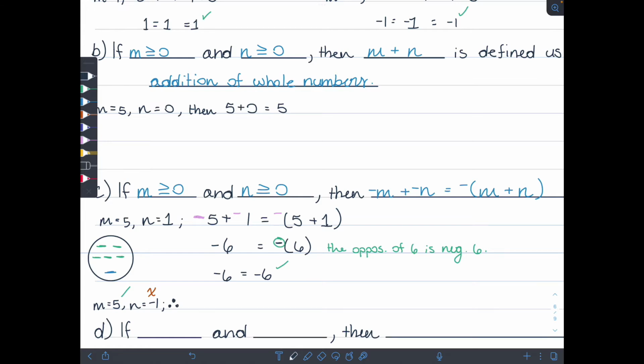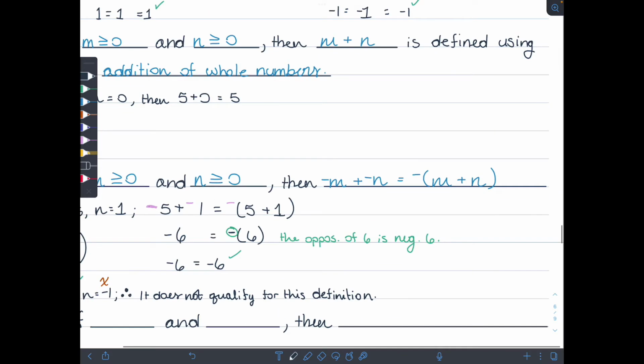Therefore, it does not qualify for this definition. And if you're still adamant that this could possibly work, let's go ahead and plug it into the equation and see what we get.